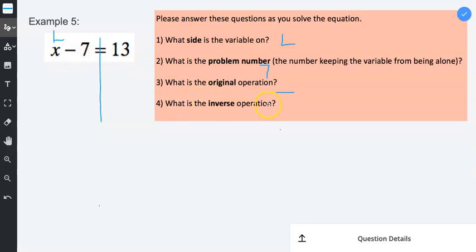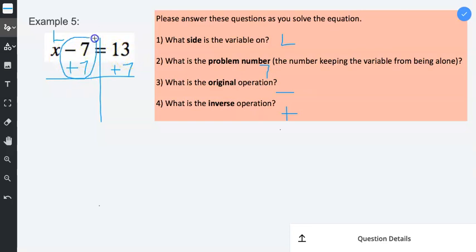And what is the inverse operation? It's addition. So I'm going to add 7 to both sides. Whatever you do to the left side of the equal sign, you have to do to the right side of the equal sign to keep both sides balanced, to keep this equation equal.